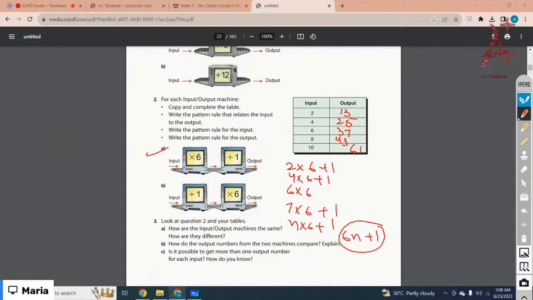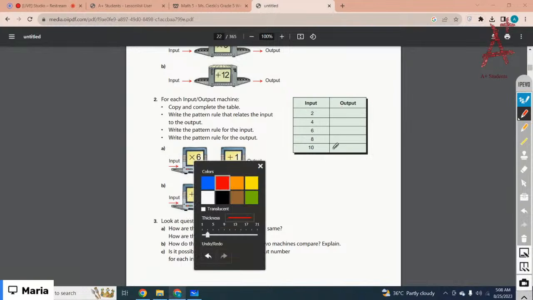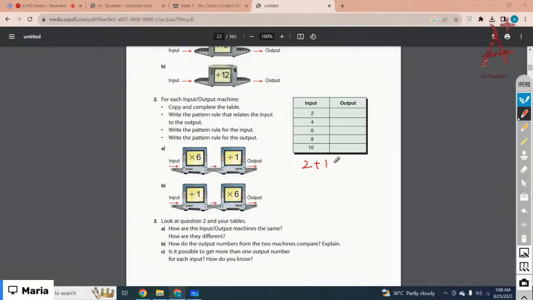Okay, let's look at machine B. You have to add 1, 2 plus 1, and then multiply by 6. 2 plus 1 is 3. 3 times 6 is 18. You have 18. Then 4 plus 1 is 5, and 5 times 6 is 30. Here you have 30.